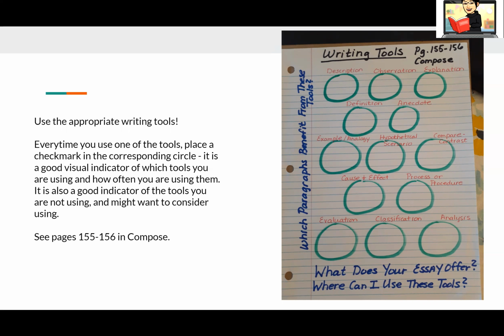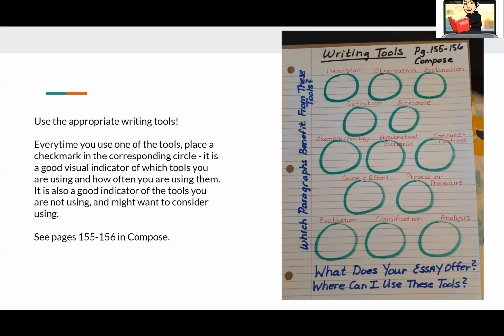So the writing tools are the types of sentences you can write in order to emphasize your main idea: description, observation, explanation, definition, anecdote, analogy, hypothetical scenario, comparison contrast, cause and effect, process or procedure, evaluation, classification, analysis.